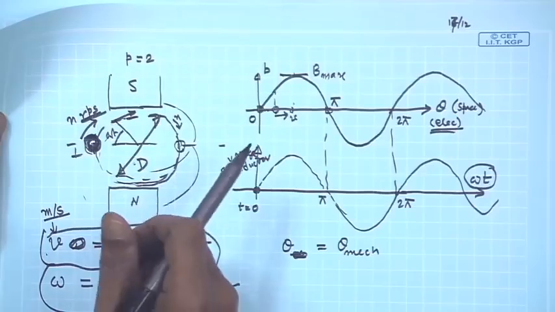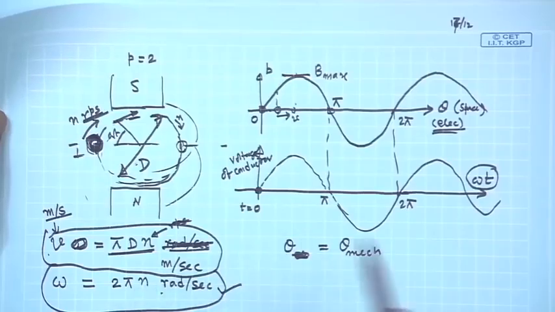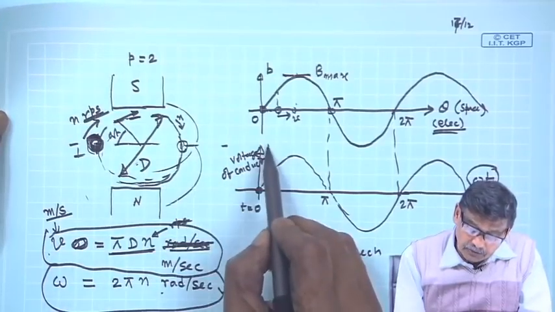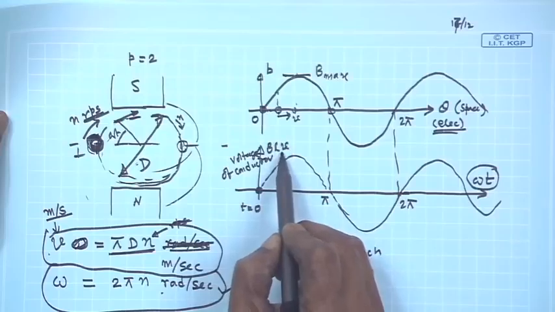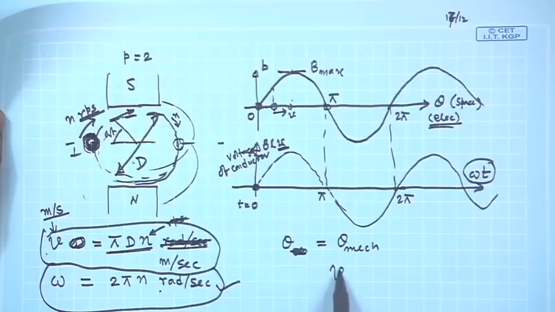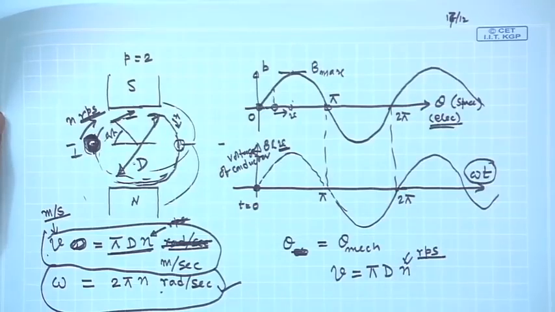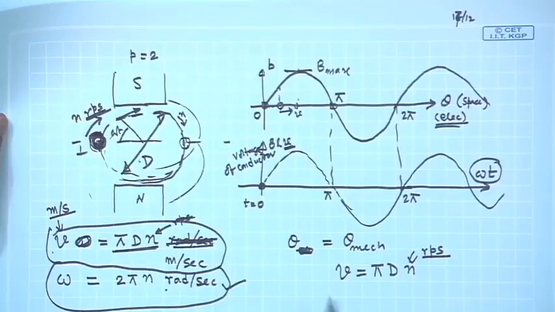The speed of the rotor is n rps, which I can measure with a tachometer. That is the mechanical speed. But to calculate the induced voltage I require V, not omega, and V must be expressed in terms of the diameter of the rotor. If it is d, V is equal to pi d n, but mind you n is in rps. It may be expressed in rpm, but okay, rps, and the angular speed is 2 pi n radian per second.